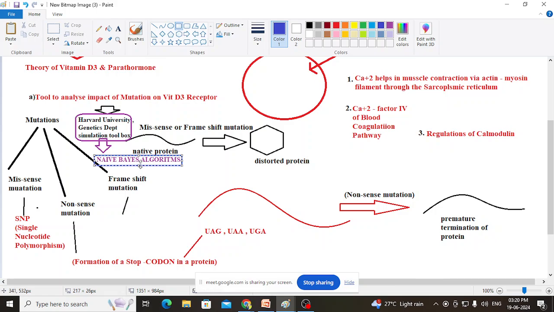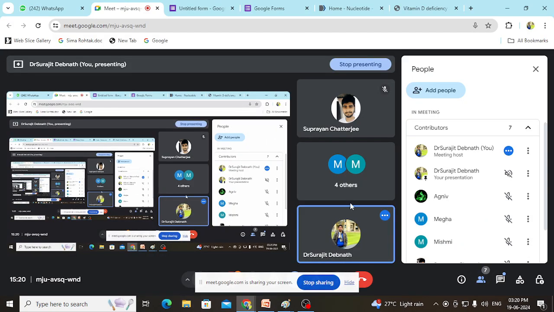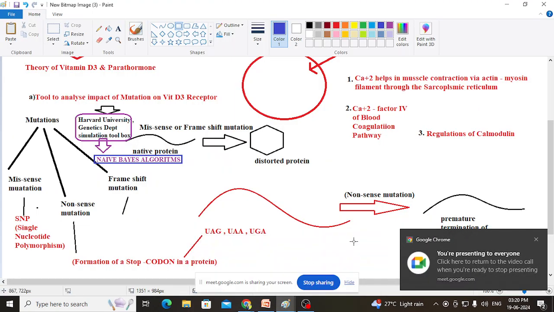Audible? Visible, everything? Say yes. Okay. So we'll go to the toolbox now.